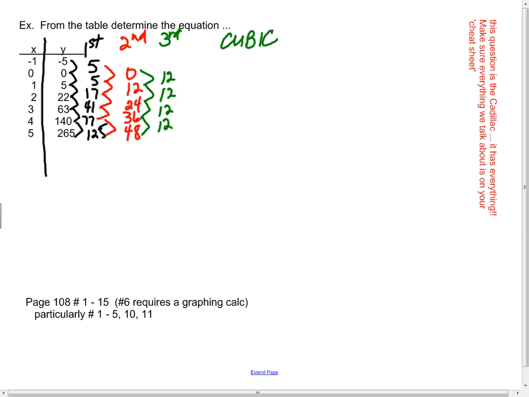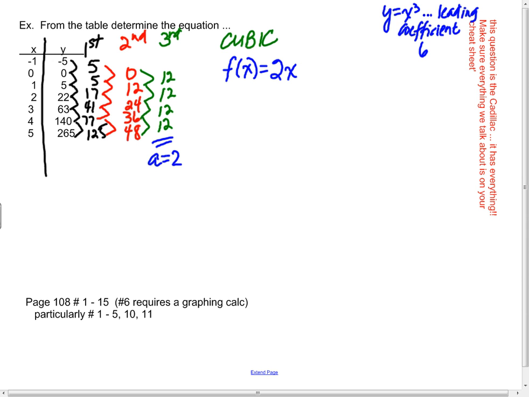And I know for cubics, I'm expecting my leading coefficient for your basic y equals x cubed to be, you have this somewhere on your cheat sheet, I hope, should be 6. For a quadratic, it's 2. For a cubic, it should be 6. This one is 12. So that means my leading coefficient is 2. So we knew a lot more than we thought we did. We have a function that I know has leading coefficient 2, and it is a cubic.